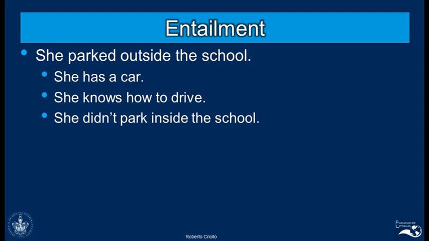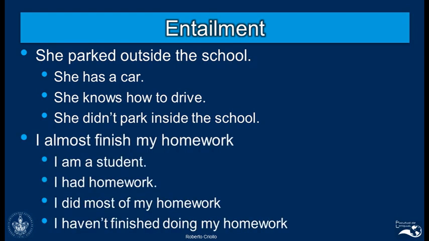First of all, that she has a car. Secondly, that she knows how to drive. And third, that she didn't park inside the school. So entailment is some information that follows logically from the things that are explicitly stated. Another example would be, I almost finished my homework, in which it follows as a logical consequence that I am a student, that I had homework, that I did most of it, but that I haven't finished it.